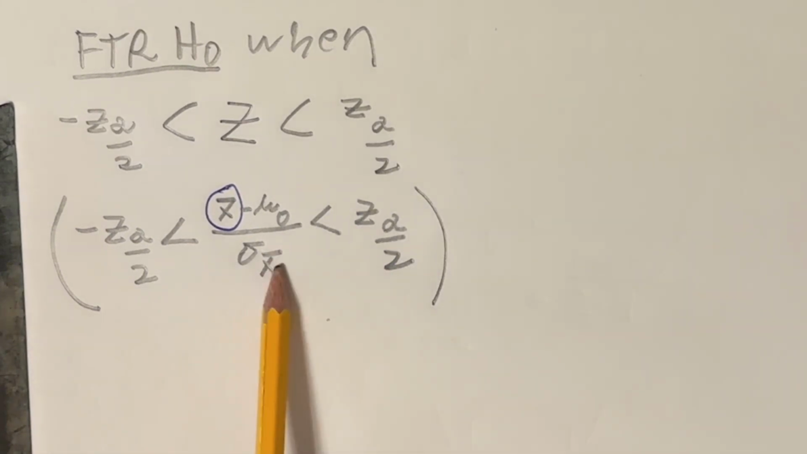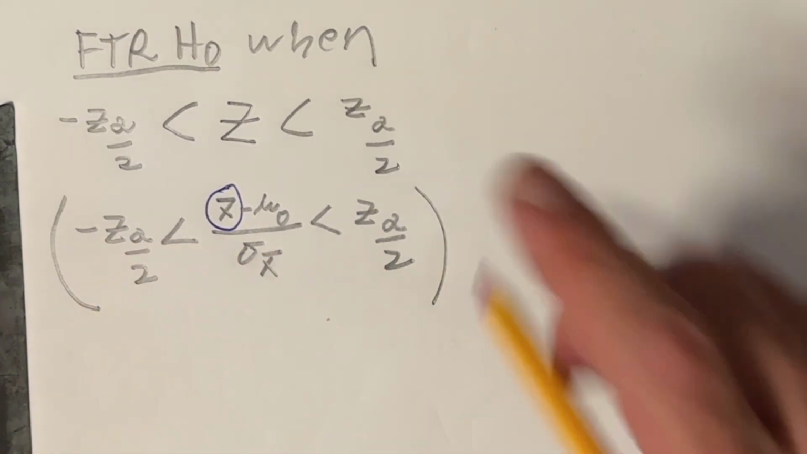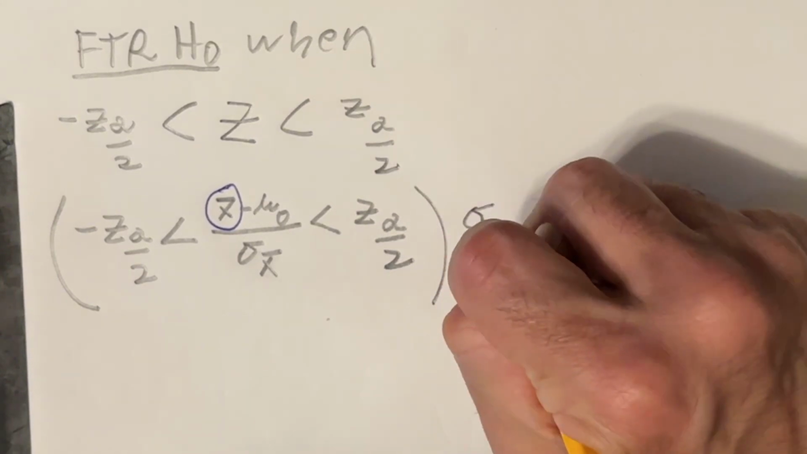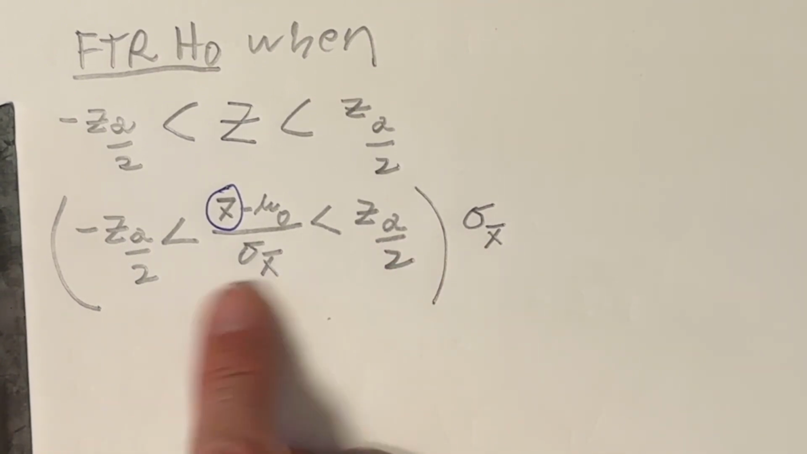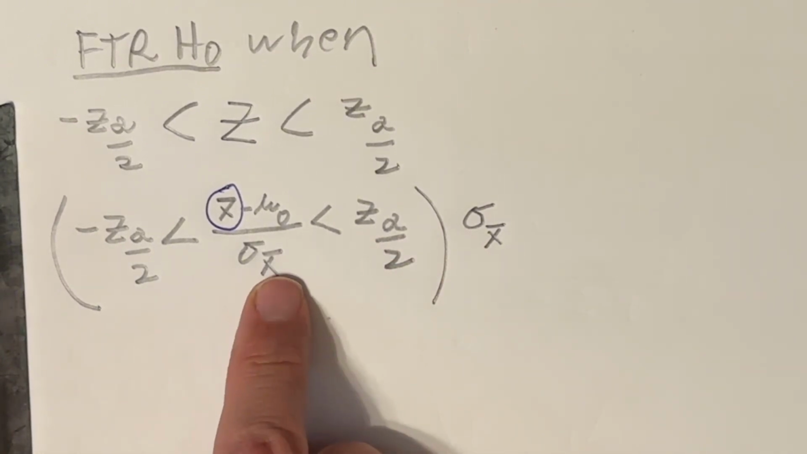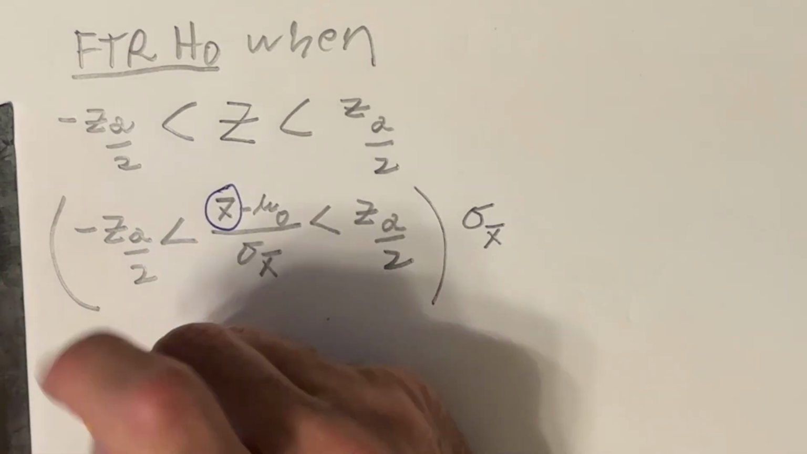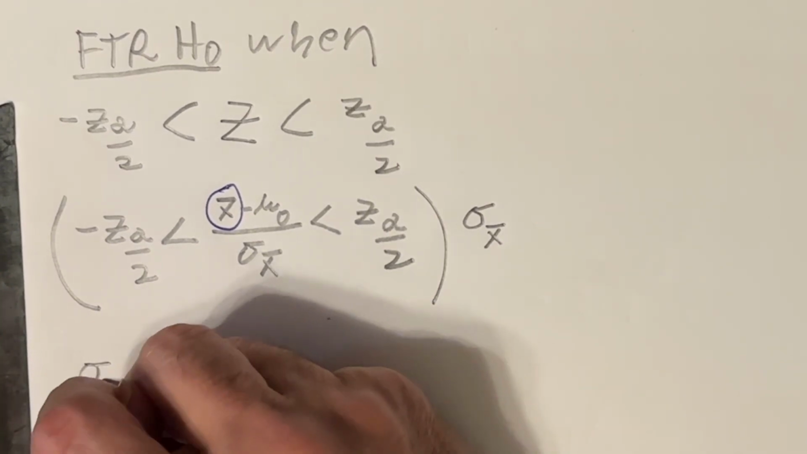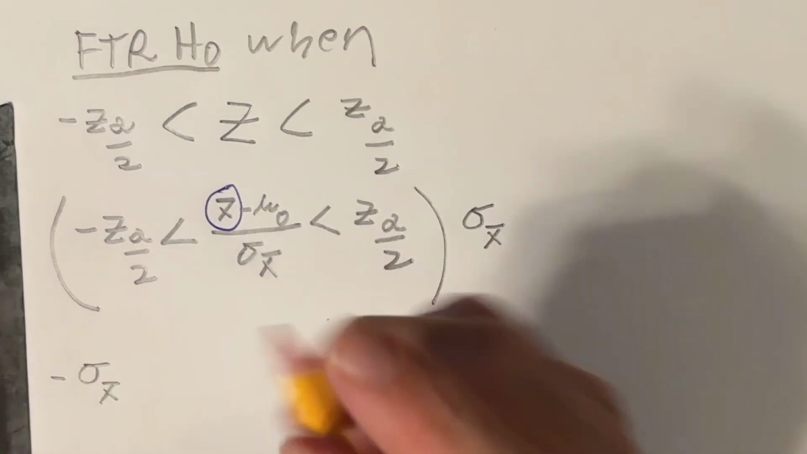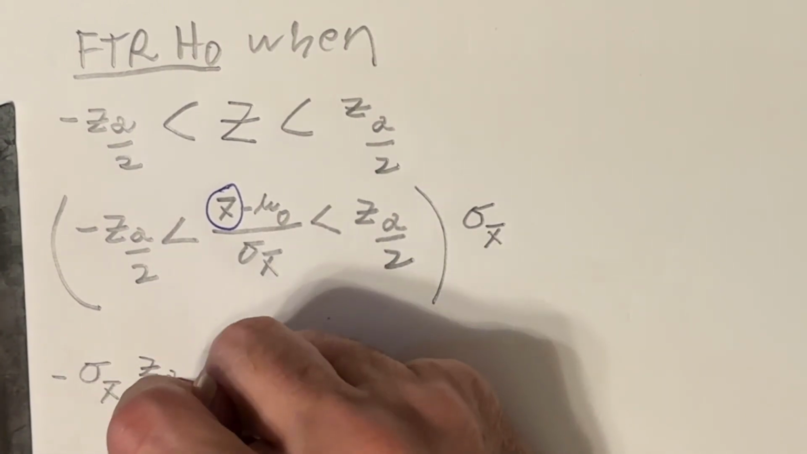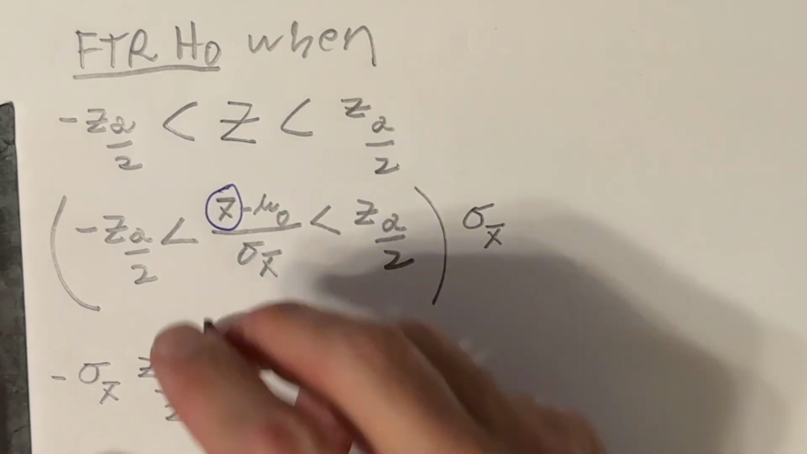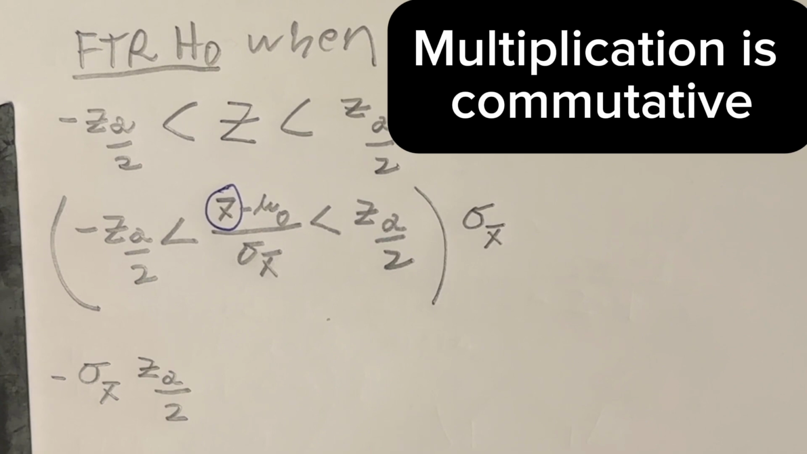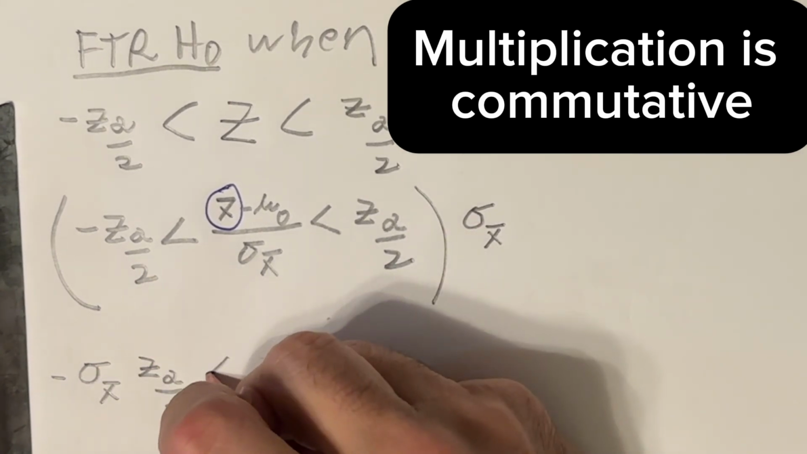Now, if you said we're going to multiply all members of this inequality by sigma sub x bar, that is the standard error of the mean, so that we can cancel out this denominator, well, if you said that, you'd be right on the money. So let's put it in. We have sigma sub x bar times negative z sub alpha over 2. Now I put the negative over here, you know, nothing wrong with that. Multiplication is commutative. I hope you finished my sentence.